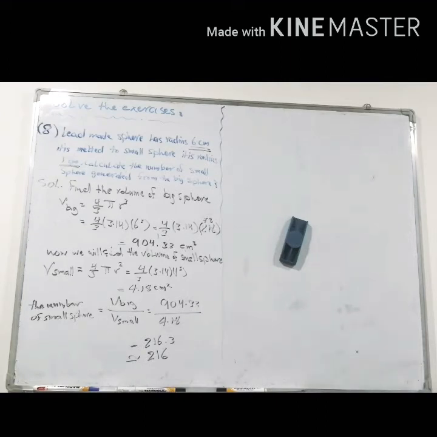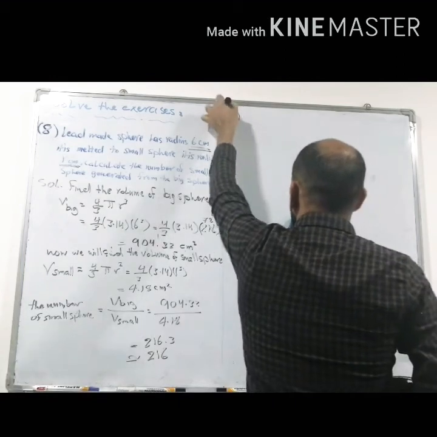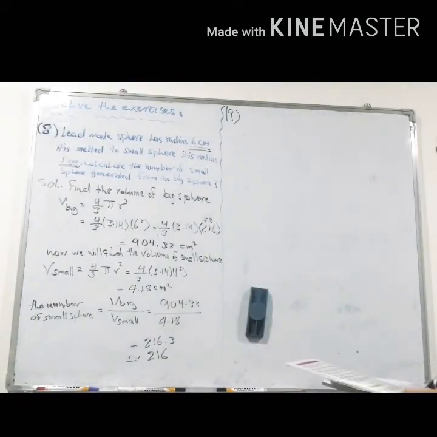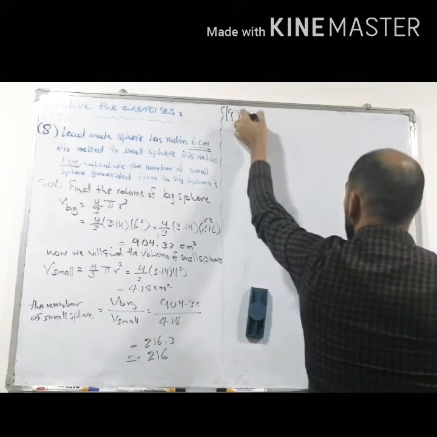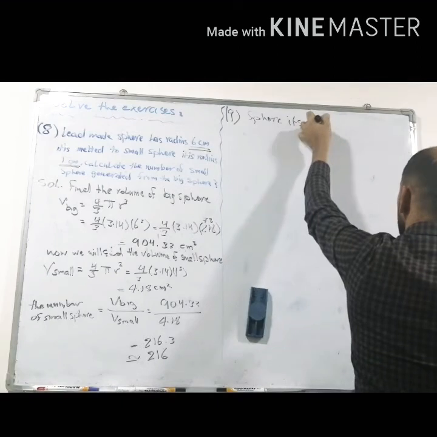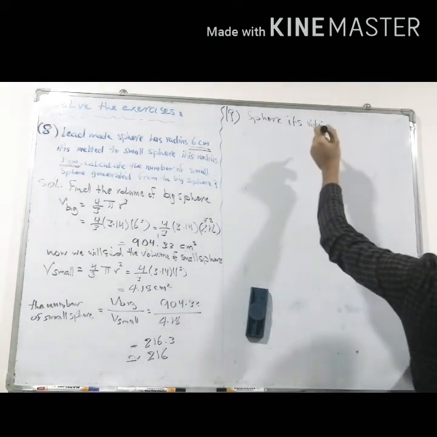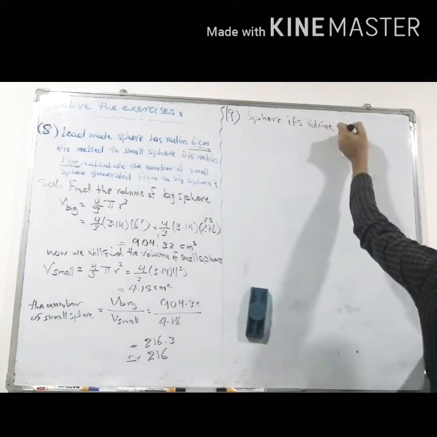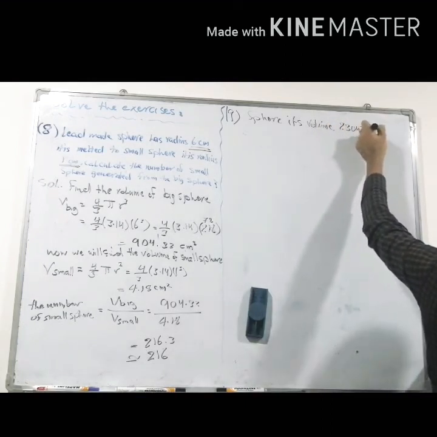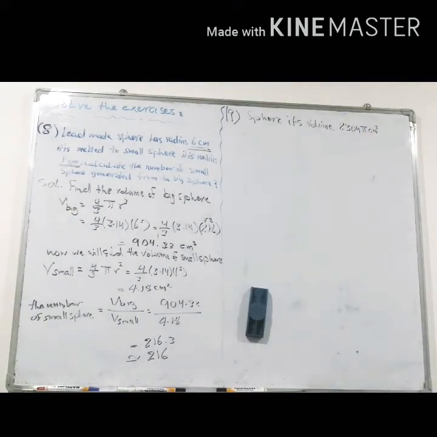And the next question, it's a small one, or an easy question. A wood sphere, its volume equals 2304 pi centimeter to the power 3. It's put in the water. The area of the floating part was the half.